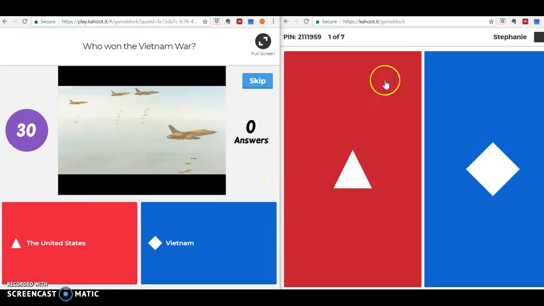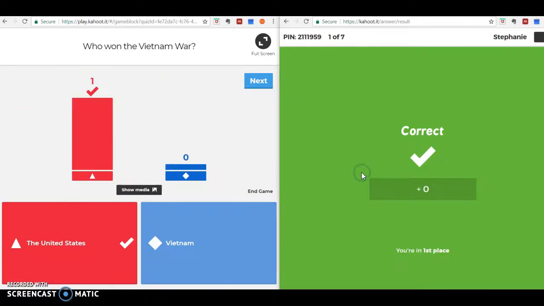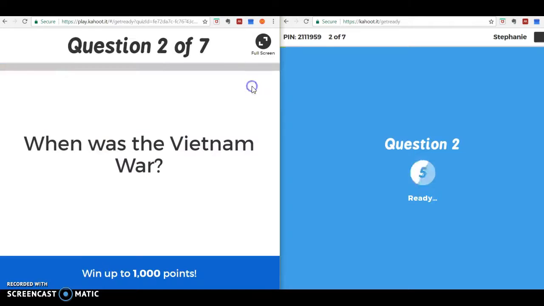Over here on the student side, they either click the triangle or the diamond, depending on who they think it is. This question has no point value because that was one of the requirements. And there's also a video playing as well. So obviously you click that and see, and then it would award me 0 points. Then the teacher has to click next to go on to the next question. It'll show the point values of the top 3 students, but since there's only me, it only shows me.